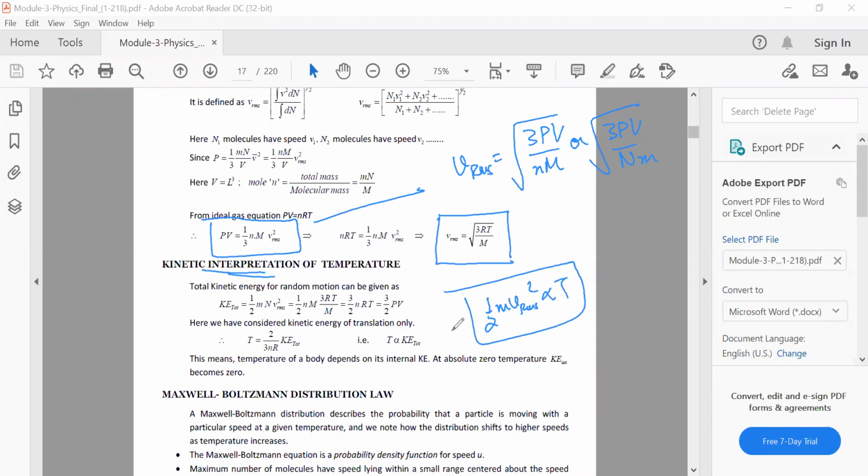So from this relation we get that PV is equal to NkT, or PV is equal to nRT. Okay, so that is where the ideal gas equation comes from. Once you have PV equal to nRT, you put that back here. So V RMS also comes out to be in terms of temperature and molecular mass, or molar mass. Okay, so this is the important thing of kinetic theory of gases and the application of this, like the type of questions we've been doing in the last couple of classes.